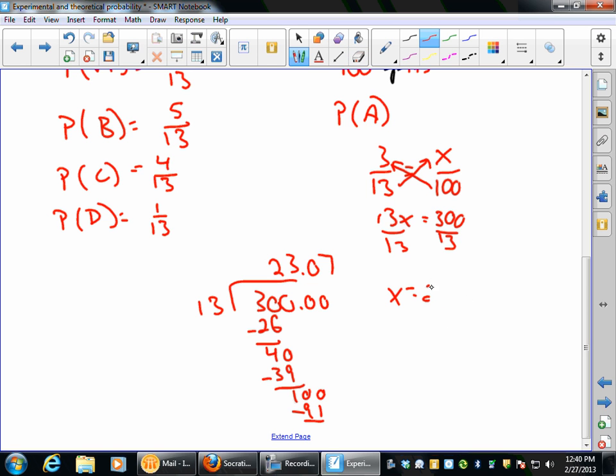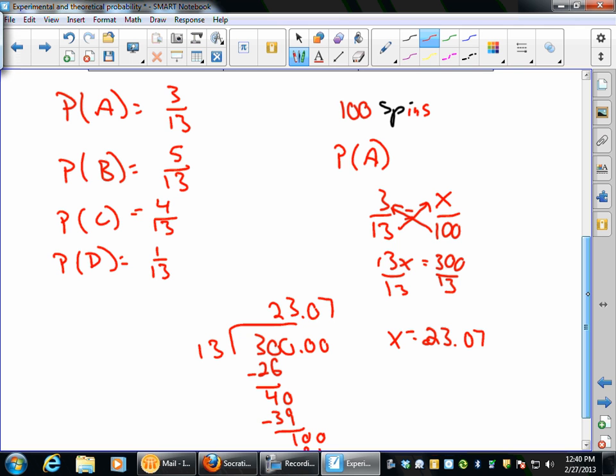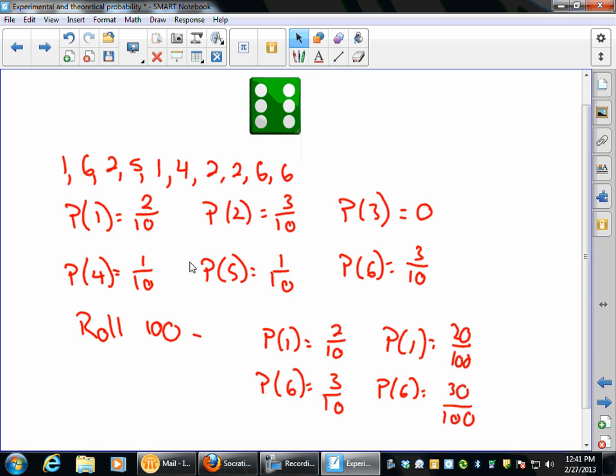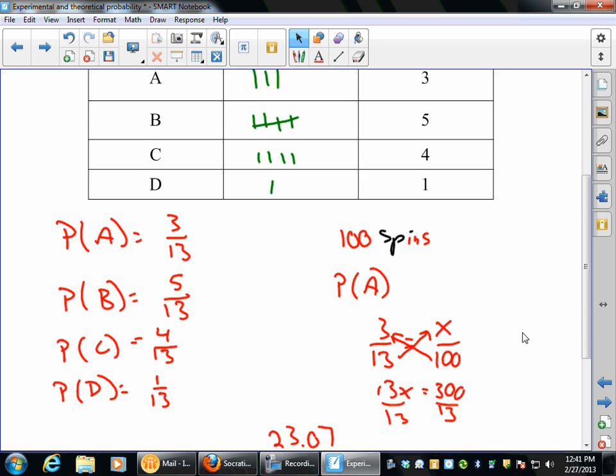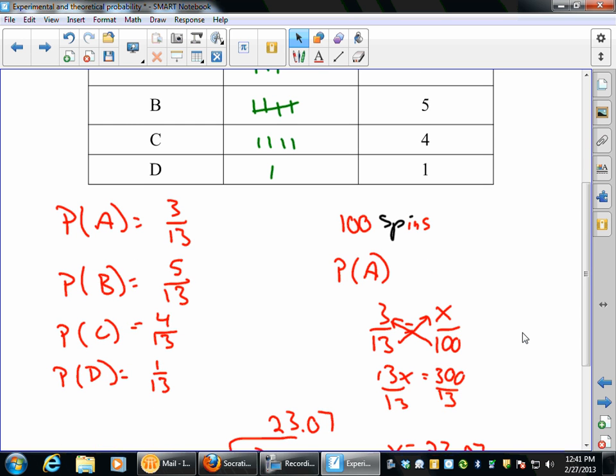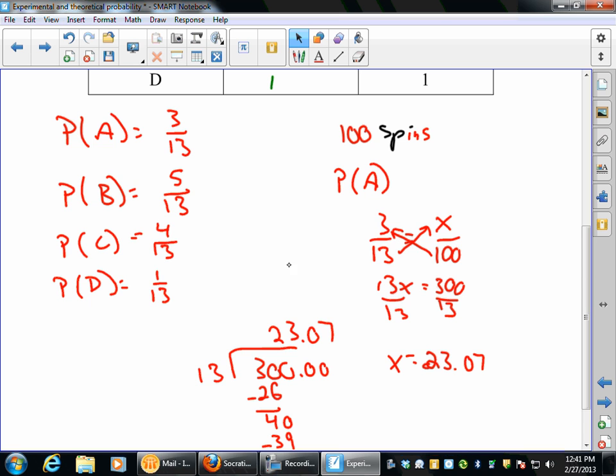Obviously, I'm not going to guess that in 100 spins it's going to come out 23.07 A's. But I would say it's probably going to be about 23, right? So when it doesn't go in evenly, like on the last page, where I did it out of 10, so I went to 100 evenly, so those are easy. If it doesn't go in evenly, that's okay. It doesn't have to go in evenly. I can still use it to make a prediction. I'll just go close to this. So I would guess 23.